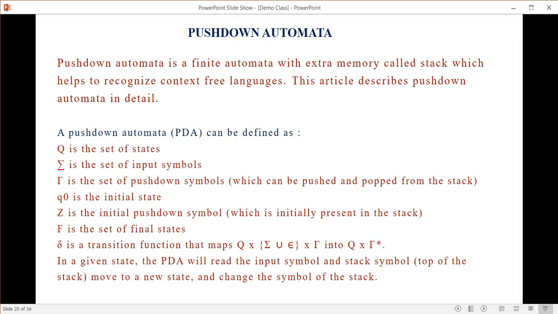In a given state, the PDA will read the input symbol and the stack symbol, that is the top of the stack. Based on this input symbol and the top of the stack, the next state will be decided in the PDA, which means we have to take the current input symbol and the top of the stack. Based on these two values, we have to change the state in the PDA. So this is the process involved in the definition of PDA.